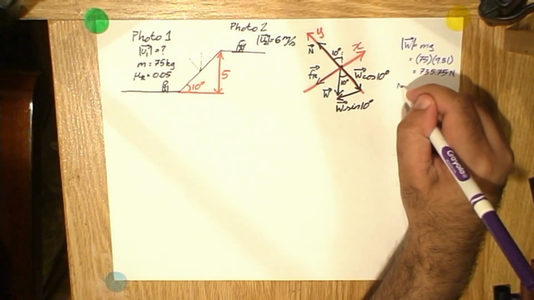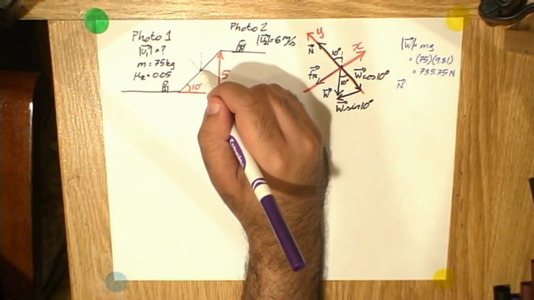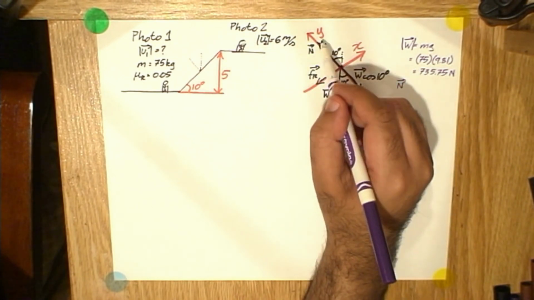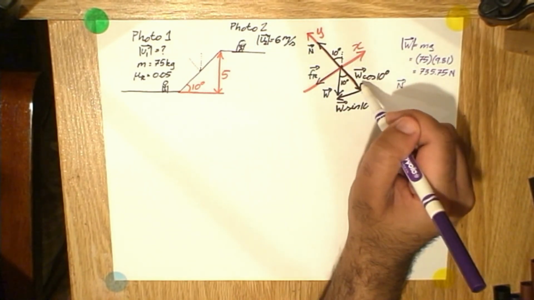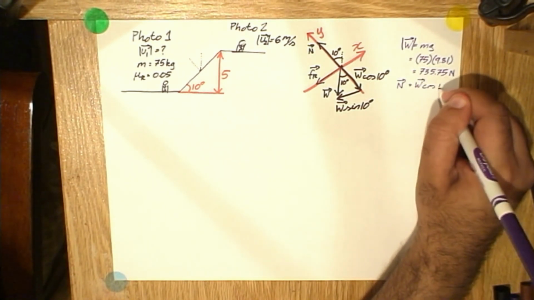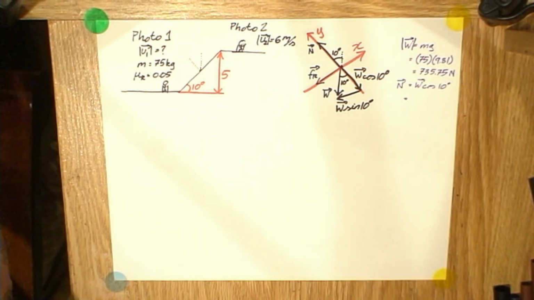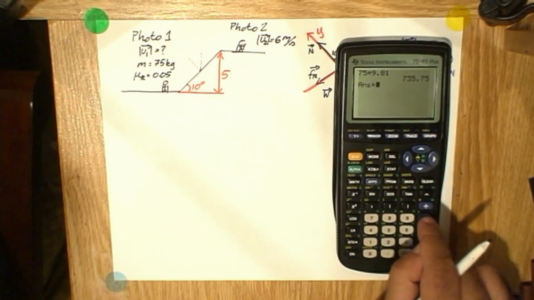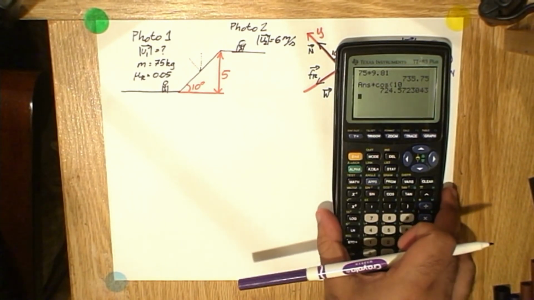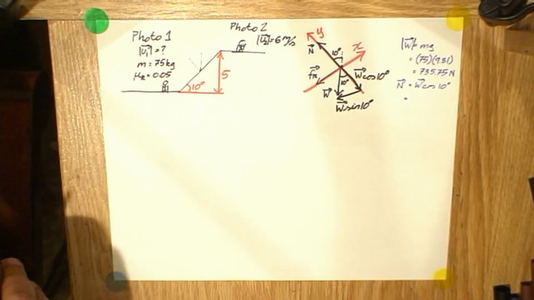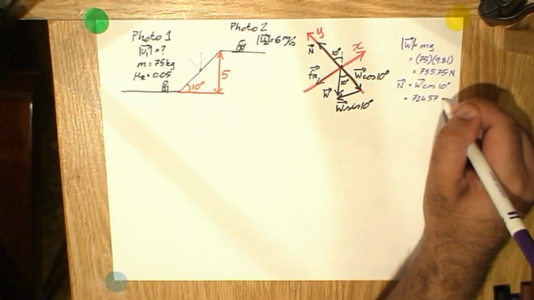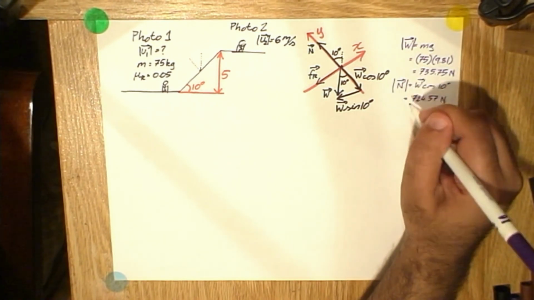What about the normal force? Since our character is not collapsing into the ramp, nor are they levitating from the ramp, the normal force must be equal to the y component of weight. So that would be weight cos 10 degrees, which is 735.75, multiplied by the cosine of 10 degrees, which is 724.57. So that is the size of the normal force.